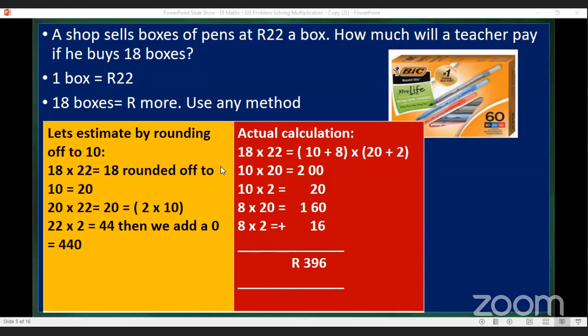Okay, thank you so much, JK, for giving us that breakdown. So if we add them together, the answer is 396. So I have to have 396 rands in order to buy 18 boxes that cost 22 rands each. So this 396 is going to be enough. You see?